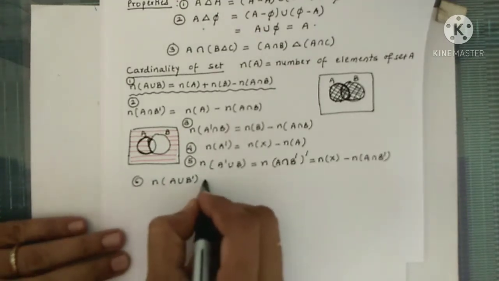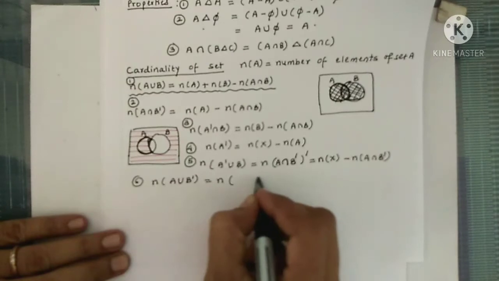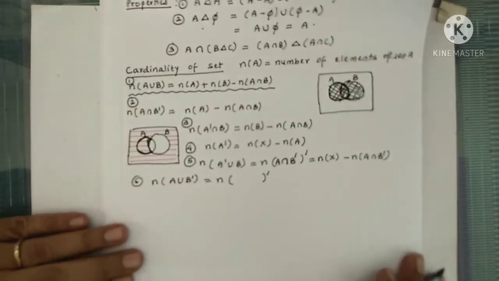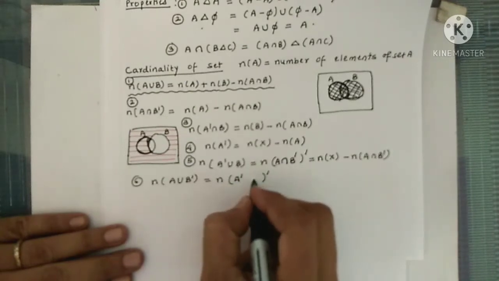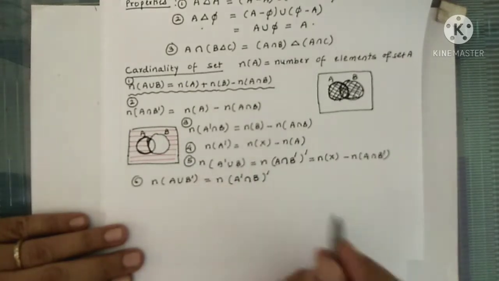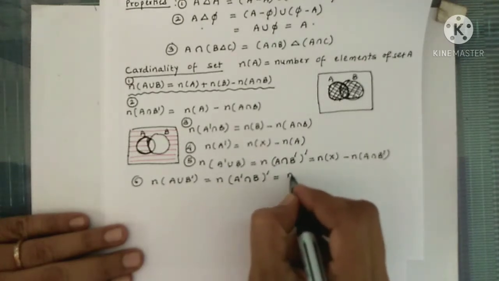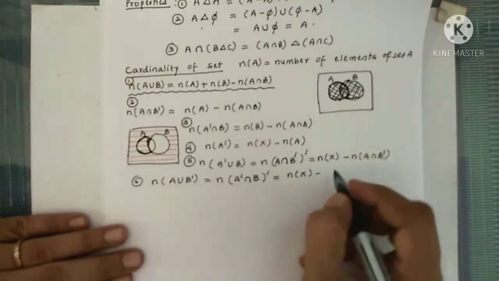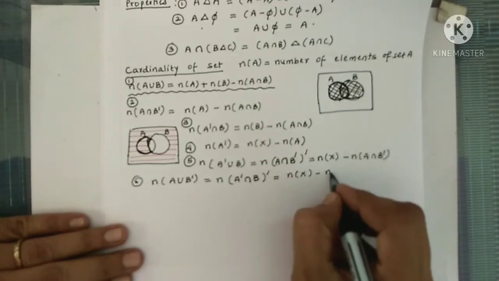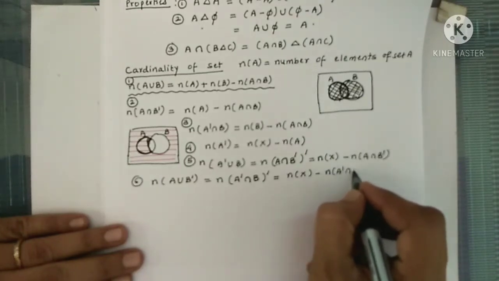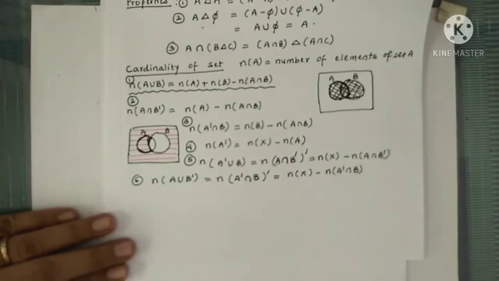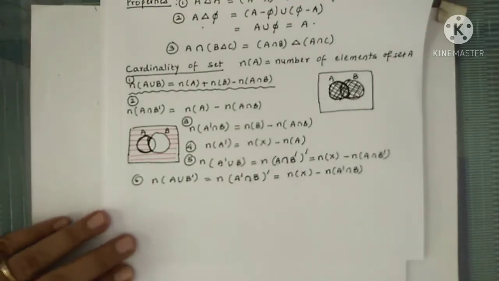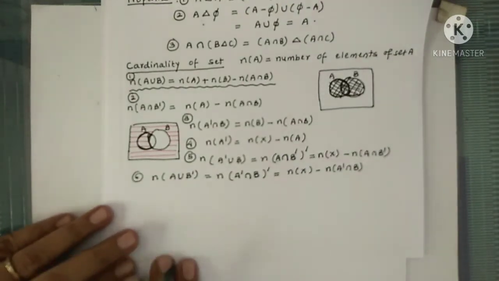Let's use the same technique again. If we want to write the dash outside the bracket, then we have to write the complement of both the sets. So this becomes A', this becomes B, and union becomes intersection. And the formula is n(X) minus, now don't write this complement sign outside the bracket. So that is n(X) minus n(A' intersection B).